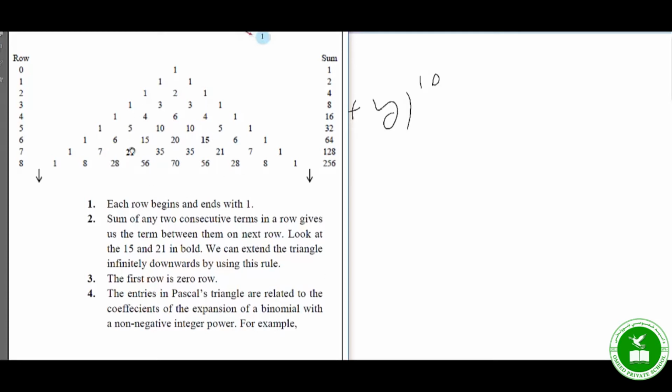Where do we use this Pascal's triangle? Let's study that.